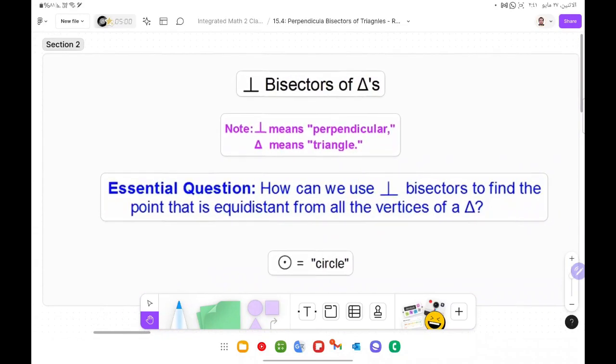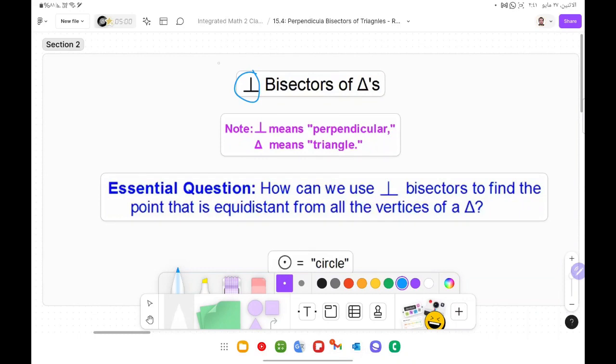First, before we start, you will see that I'm writing some questions. This symbol here represents perpendicular. Because perpendicular is a big word, I will just shortcut it with this symbol. So if you see this, it means perpendicular, as in perpendicular bisector of a triangle. Just keep it in your mind. This one means perpendicular, and this one means the triangle.